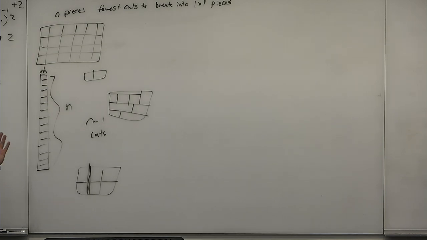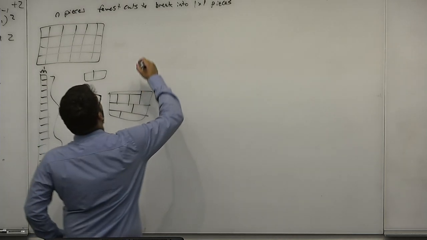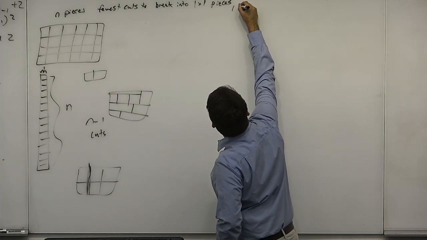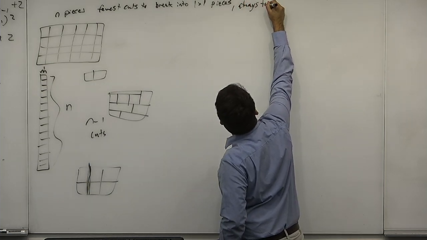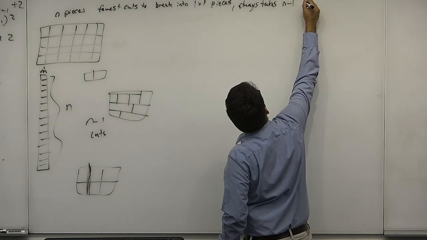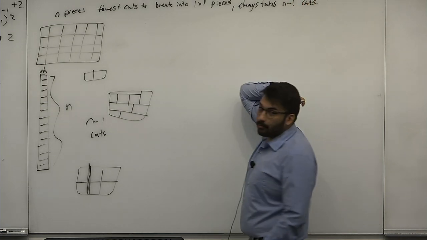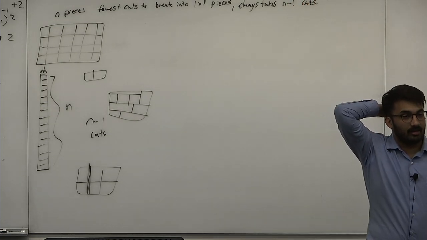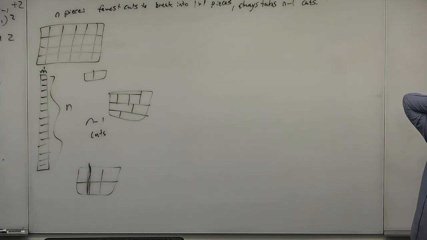It turns out there is no smart strategy to do this. You might think, well, I'm going to cut big pieces first, some sort of divide and conquer algorithm strategy, something interesting. It turns out this problem is actually not interesting. It always takes n minus 1 cuts to decompose it into n pieces. Now, n here is the area. It's the number of total pieces in the area, not a length or width.